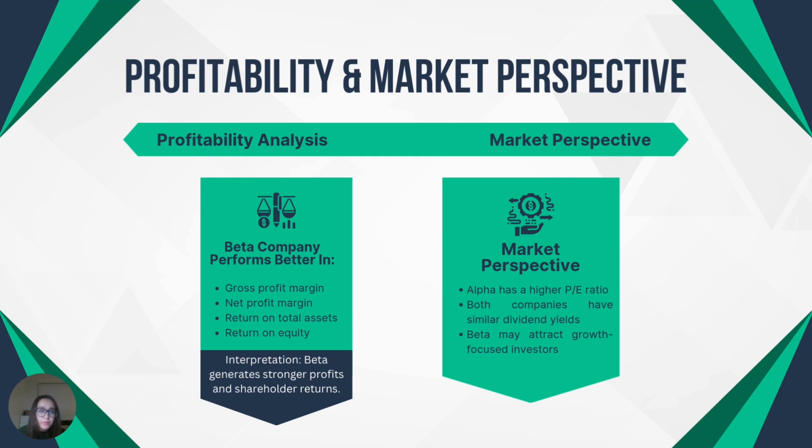And about the market perspective, we could find Alpha company has higher PE ratio, and also both companies have similar dividend yields, and also Beta company may attract growth focused investors.